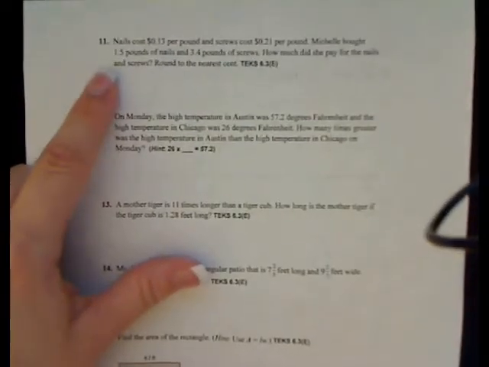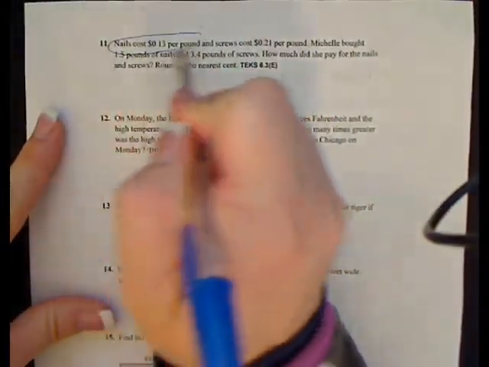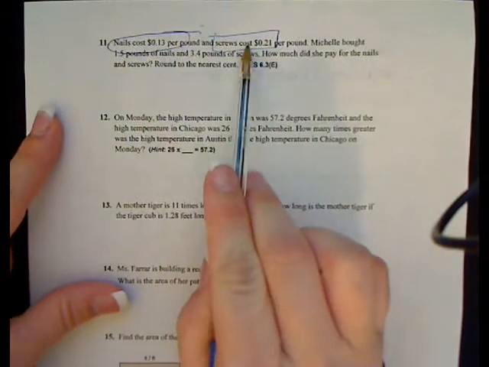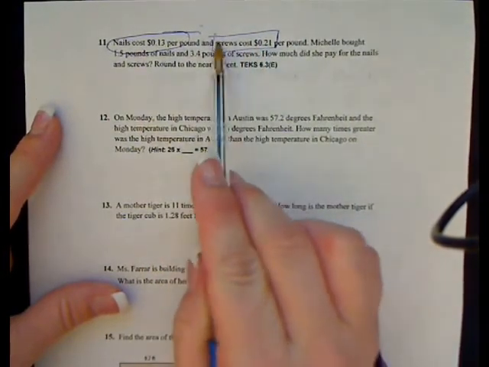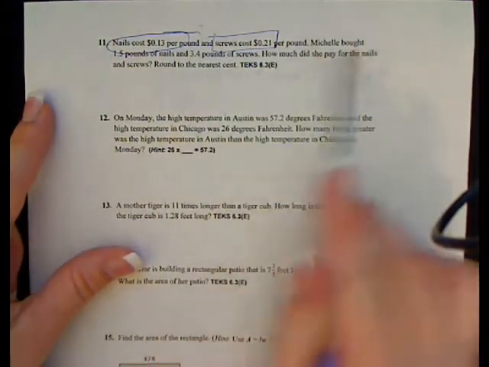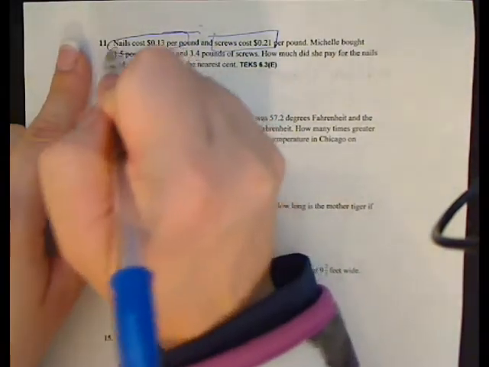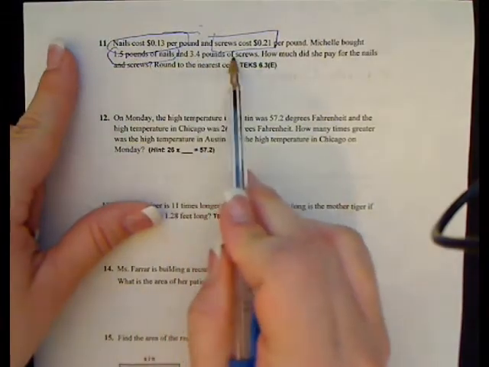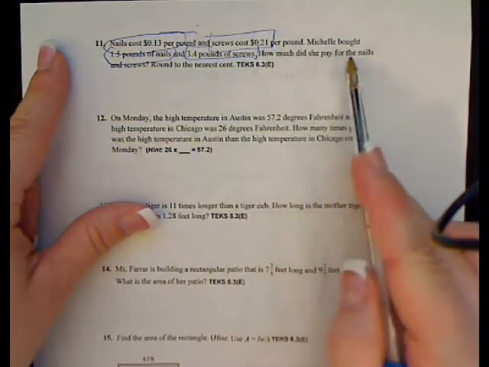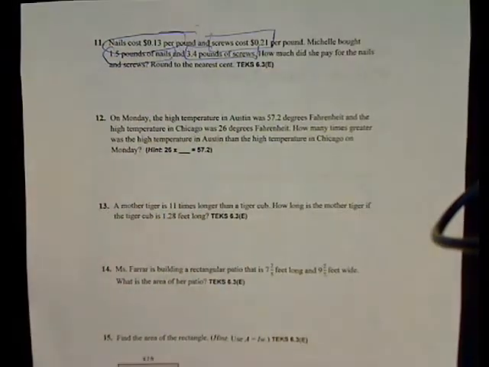Okay, number 11. Nails cost 13 cents per pound. So I know the nails are 13 cents. Screws are 21 cents. So I'm going to box that so I can see that the box is screws and the circle is nails. I just like to separate my information. Michelle bought 1.5 pounds of nails. So 1.5 goes with nails, and I've been circling nail information. And 3.4 pounds of screws. So I'm going to box that. How much did she pay for the nails and the screws? Let's figure that out first, and then in the end we'll round to the nearest cent.